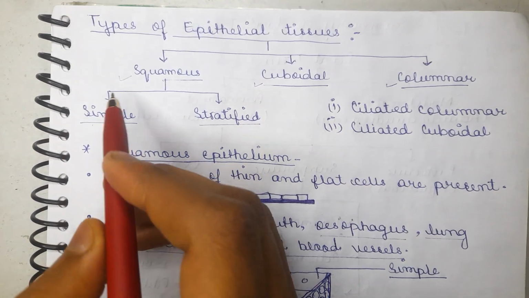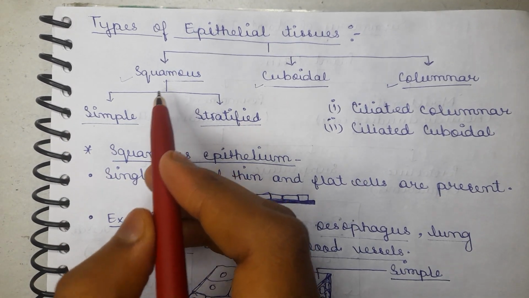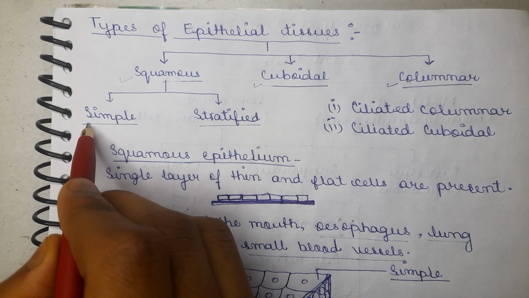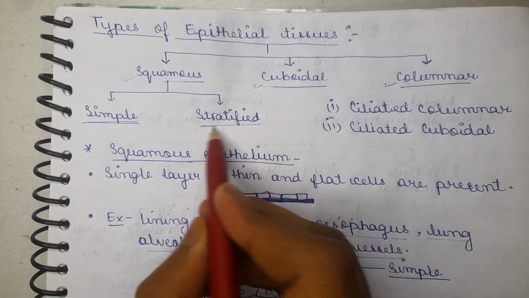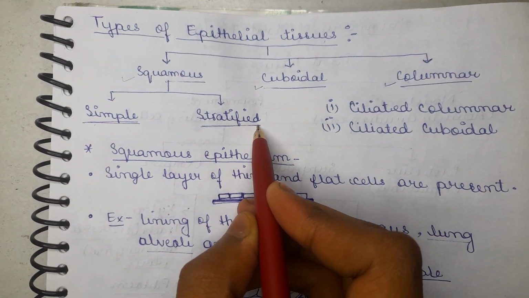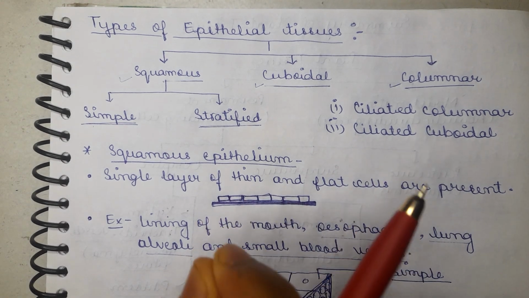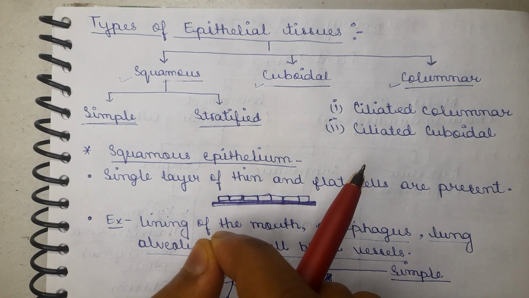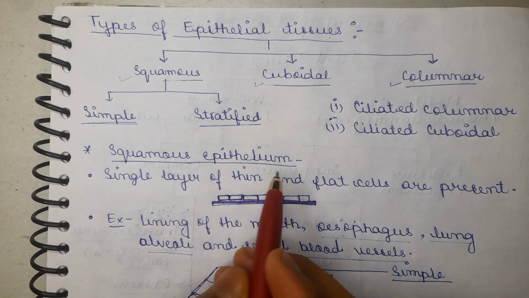columnar. Now this squamous epithelium is subdivided into two parts. The first one is simple squamous and the second one is stratified squamous. Now we will look at each and every part of the epithelial tissue. Now the first one is squamous epithelium.